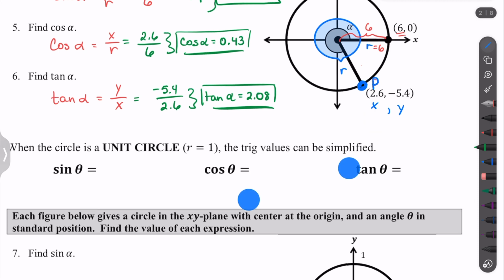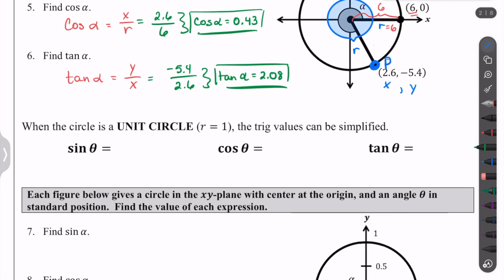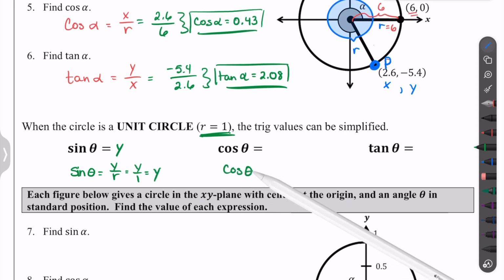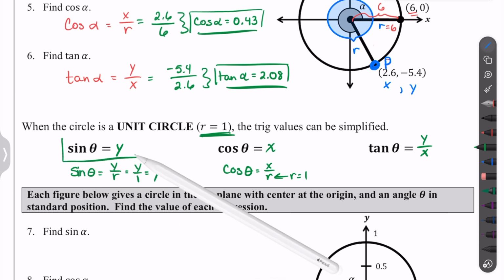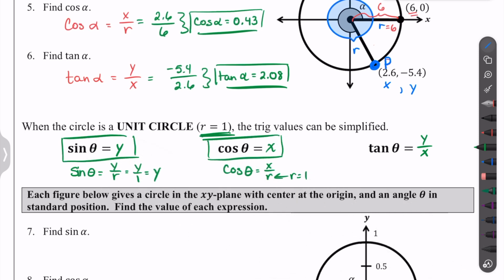Let's see here now. When using the unit circle, r is 1, the trig values can be simplified. So if we're using r is 1, sine of theta equals y over r, but y over 1, so this just is y. So in the unit circle, your sine is just your y value. Similarly, the cosine being x over r, if your r is 1, because it's the unit circle, then it's just your x value, and finally tangent is just your y over x. No r in that at all, so it doesn't affect the tangent function being a unit circle or not. So now we've got some really simple formulas for what cosine and sine are, but that's only if you're on the unit circle.